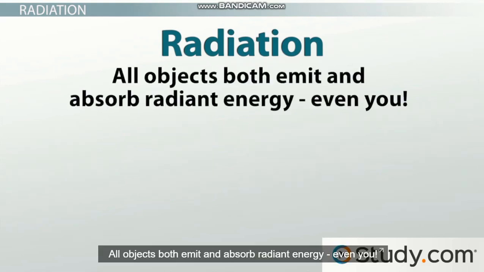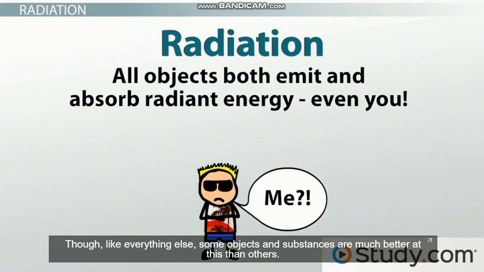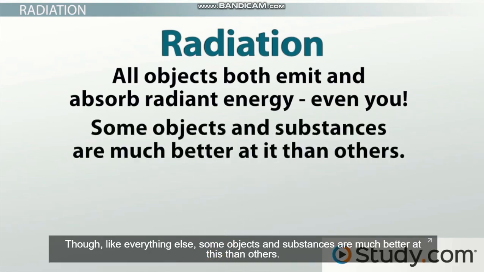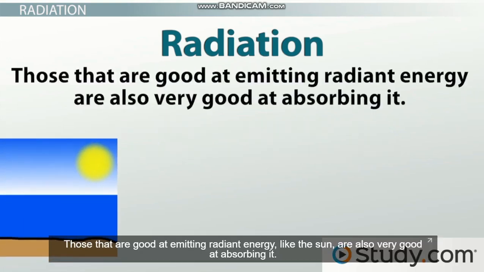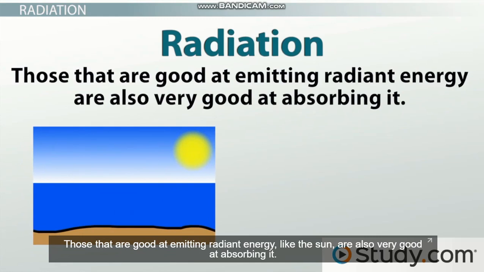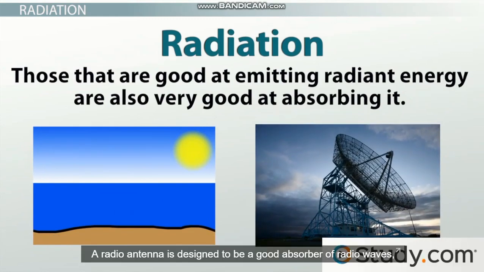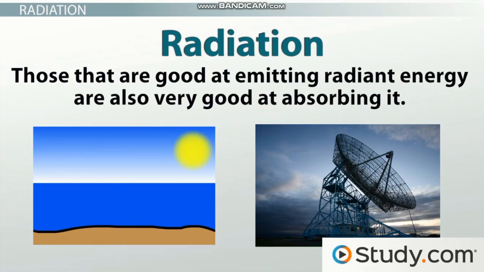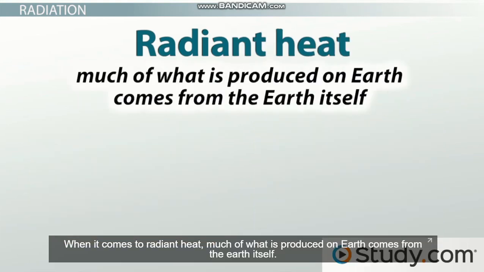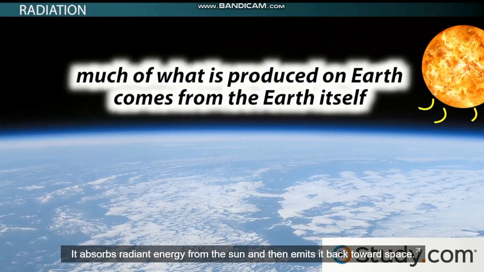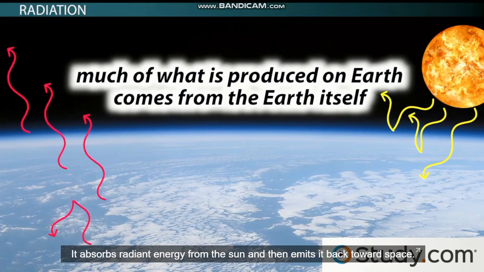All objects both emit and absorb radiant energy, even you. Though, like everything else, some objects and substances are much better at this than others. Those that are good at emitting radiant energy, like the sun, are also very good at absorbing it. A radio antenna is designed to be a good absorber of radio waves, but that also means it's very good at emitting them. When it comes to radiant heat, much of what is produced on Earth comes from the Earth itself. It absorbs radiant energy from the sun and then emits it back towards space.